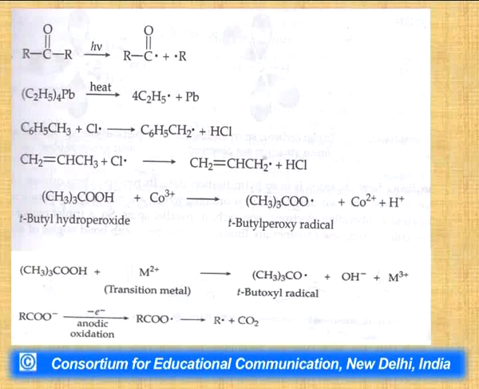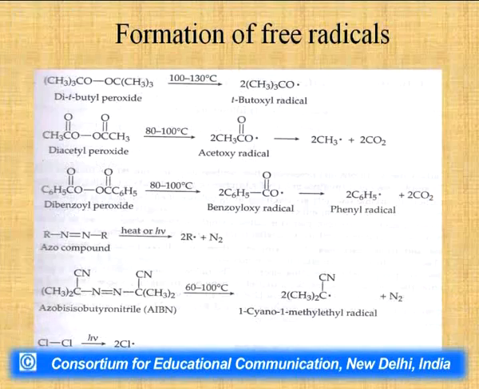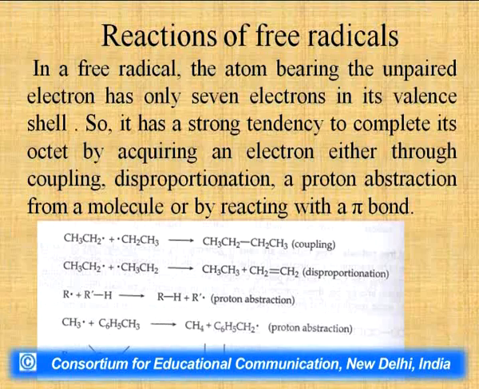Tertiary butyl hydroperoxide, when it reacts with cobalt ion, gives the tertiary butyl peroxy radical. Tertiary butyl hydroperoxide reacts with a transition metal, any transition metal which is generally in the second state, and gives the tertiary butoxyl radical. And anodic oxidation of a carboxylate anion will give carboxylic free radicals. So, these are the reactions in which we can form free radicals.